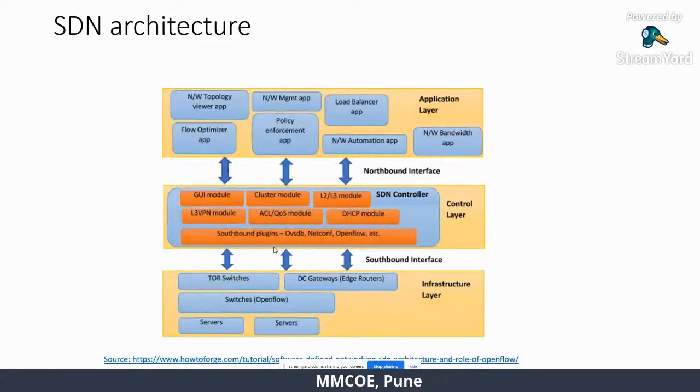So you can see that I have my northbound interface, which is connecting to various applications such as flow optimizers, right? You have got network bandwidth app, load balancer, some management applications, policy enforcement apps. So all these apps are running at the application layer, having interaction with this SDN controller using the northbound API. Okay.